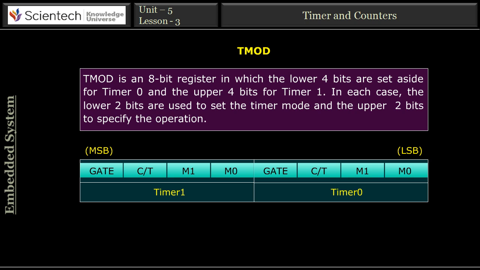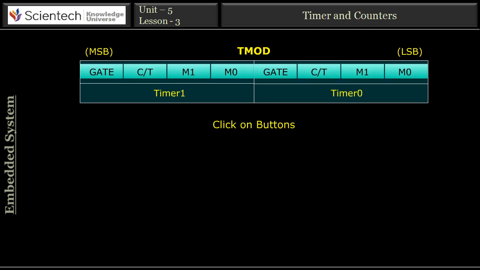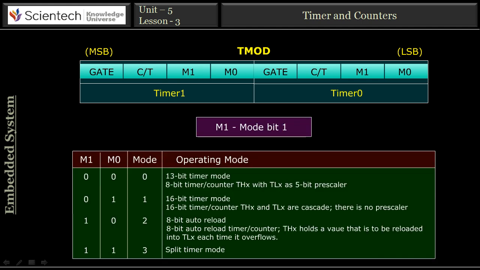As we see in an animation, the lower 2 bits of both the timers are used to set the timer mode, and the upper 2 bits to specify the operation. Now we move towards the detailed description of each bit of TMOD register. The first 2 bits are M0 and M1. M0 and M1 are used to select the timer mode.